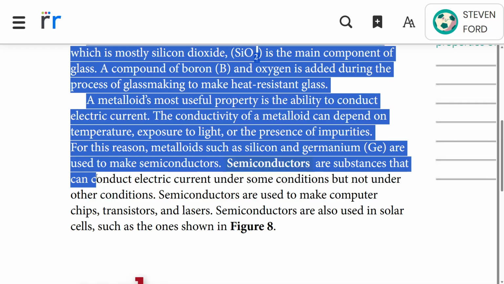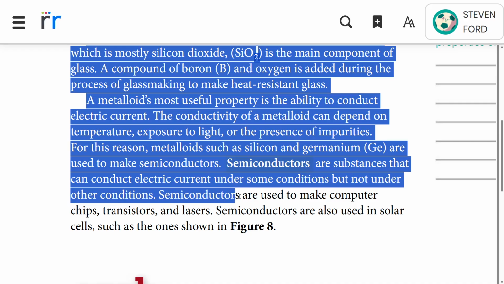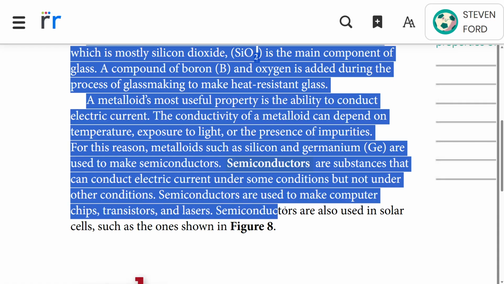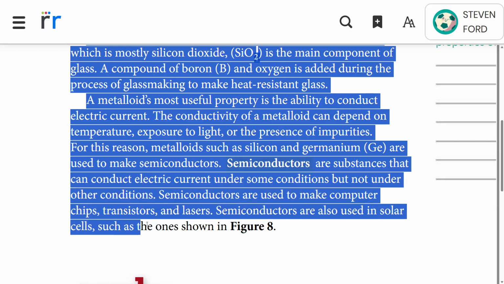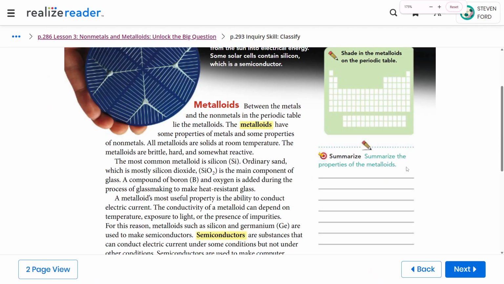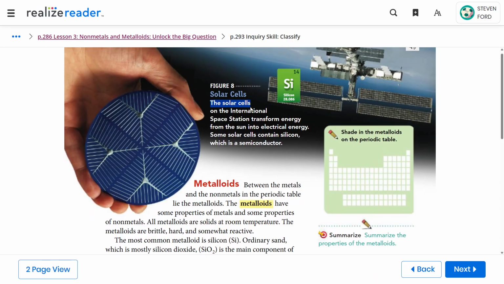Semiconductors are substances that can conduct electric current under some conditions but not under other conditions. Semiconductors are useful to make computer chips, transistors, and lasers. Semiconductors are also used in solar cells, such as the one in figure 8. The solar cells in the International Space Station transform energy from the sun into electrical energy. Some solar cells contain silicon, which is a semiconductor.